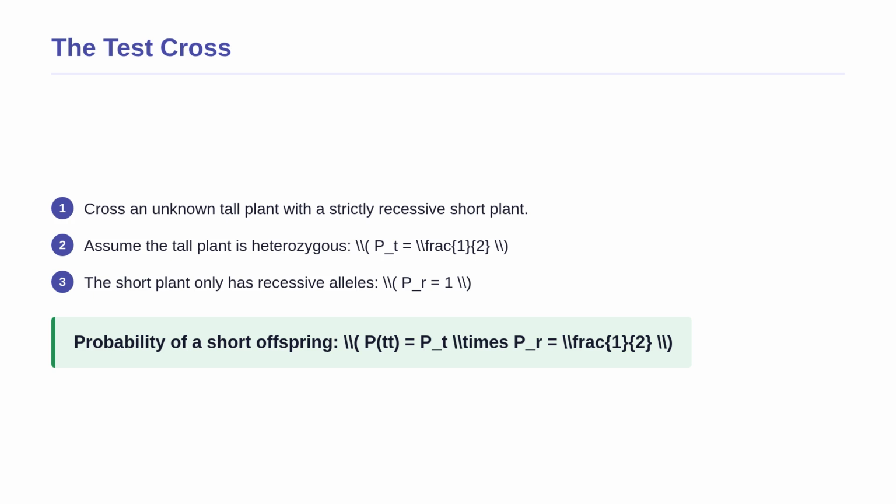If the tall plant is heterozygous, its chance of passing the recessive allele is 1/2. The short plant can only pass the recessive allele, so its probability is 1. Multiplying 1/2 by 1 gives us a final answer of 1/2. This means 50% of the offspring will be short. If the farmer sees this result, he knows for sure the original plant was hiding that recessive trait.